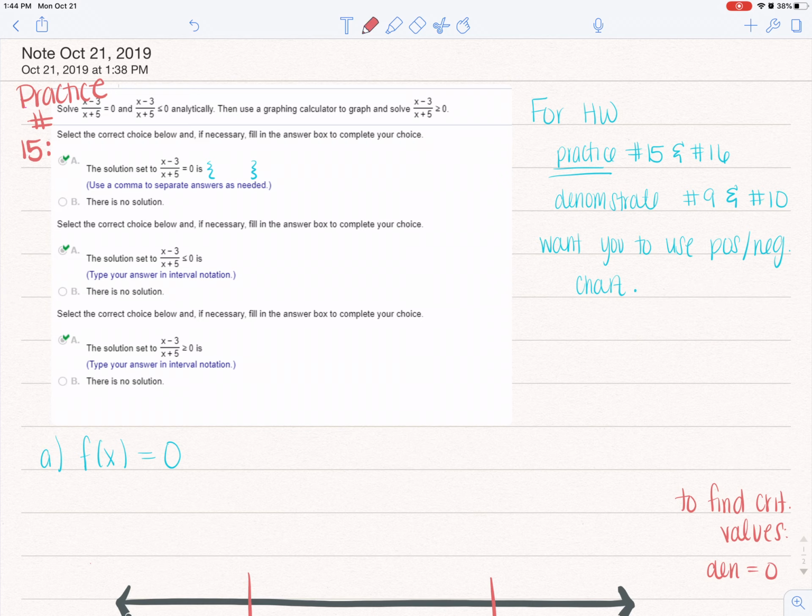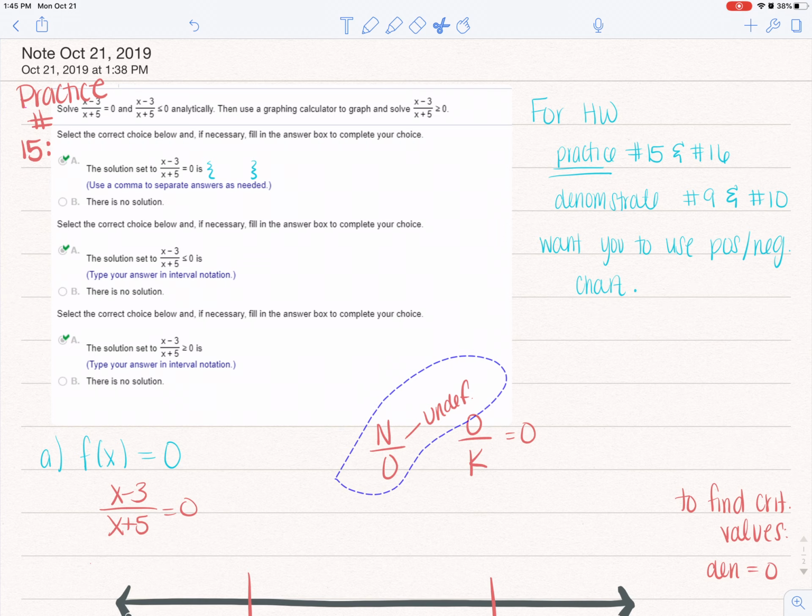In my case, the function was (x minus 3)/(x plus 5), and I want to find where that equals 0. Well, if you remember, the only time that a fraction equals 0 is when the numerator is 0. So that's what I've got written over here. A 0 on top is okay. 0 on bottom is undefined. You can't have that. So to find where this fraction equals 0, I'm just going to set the numerator equal to 0. So I get x equals 3.